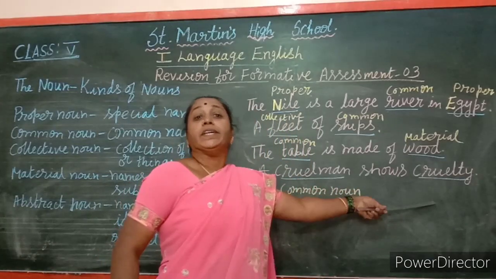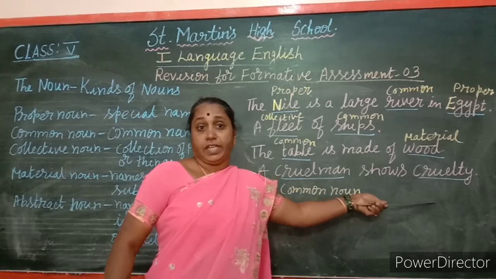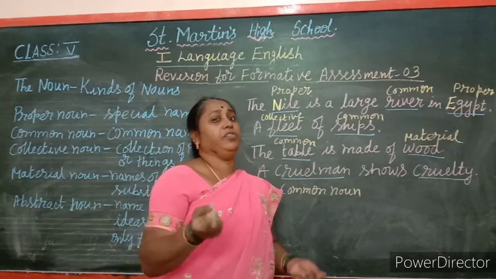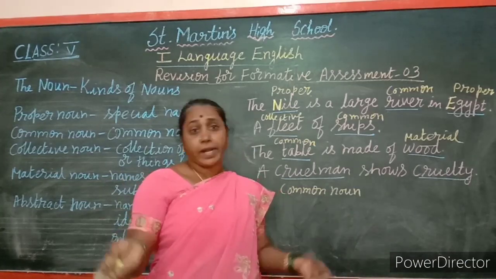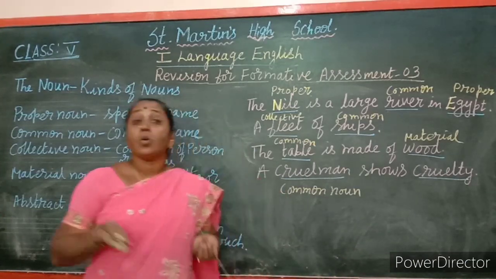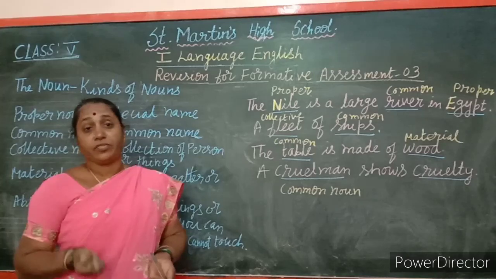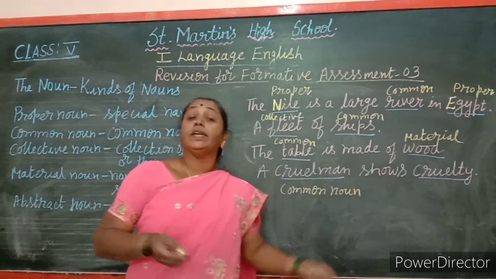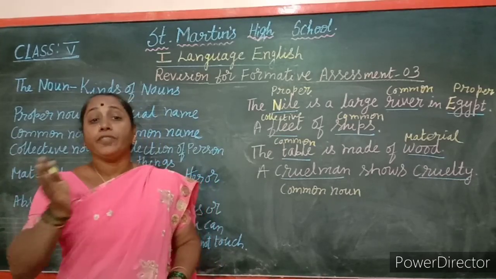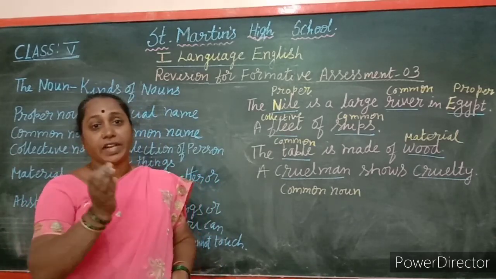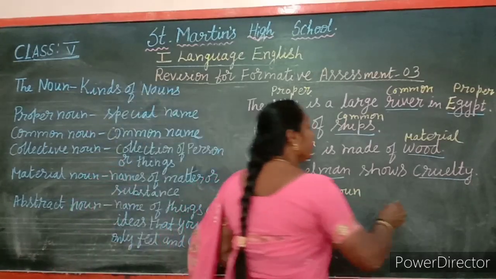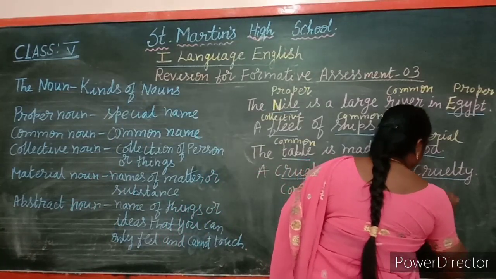This cruelty, it is the name of a feel that you can't touch. You can only feel it. You can feel how good a person is, how bad a person is, how cruel a person is, how kind. All these things you can feel. Kindness. So here in the same manner, cruelty, it is the name of a character, of a feel, of an idea. Therefore, this cruelty becomes an abstract noun.